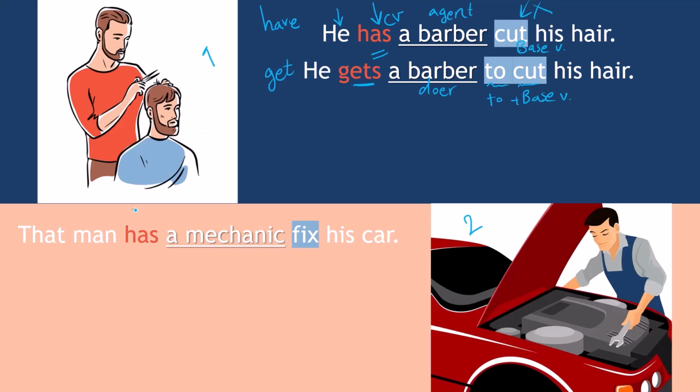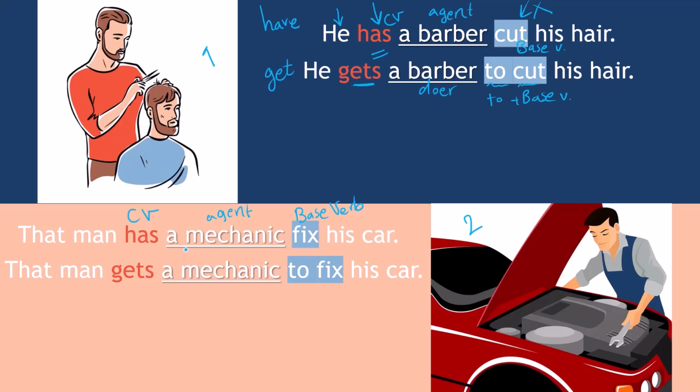Has is the causative verb here, which is changed into has because of that man and the tense of the sentence. Then we have the name of the agent. After that, fix, which is the base form of the verb. Okay, now I want you to make a causative sentence by using get for this example. That man gets a mechanic to fix his car, not fix. After get, you have to use to fix, to plus base form of the verb.